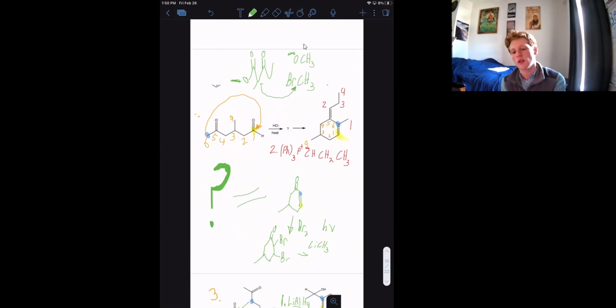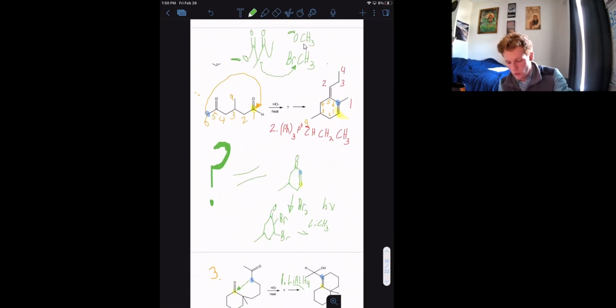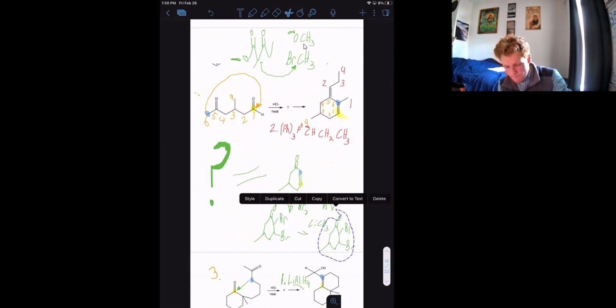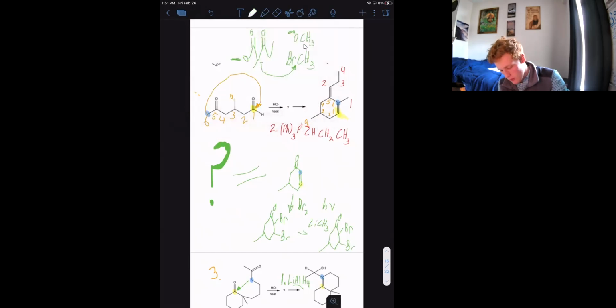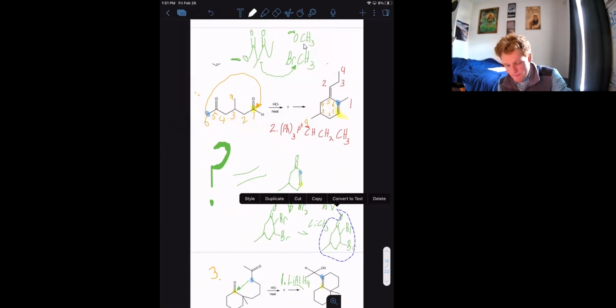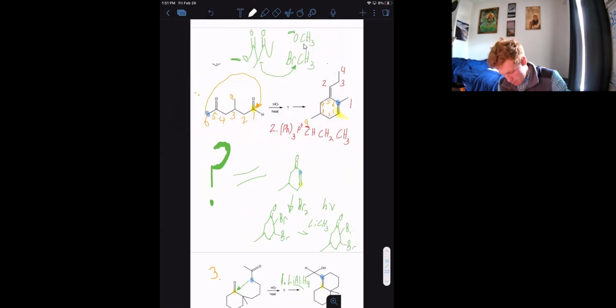And the answer is yeah, you can technically do that. It will just give you 2 different products. So one product it will give you will look like that. The other product will look like this.